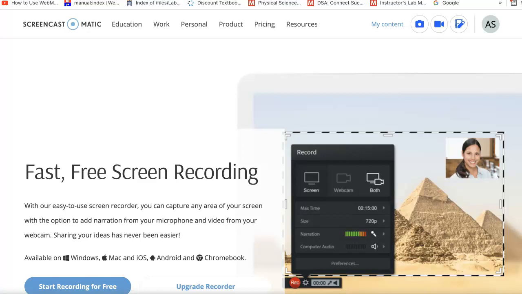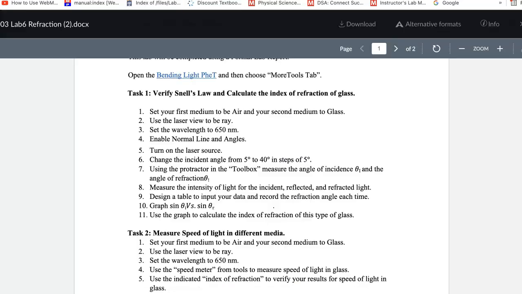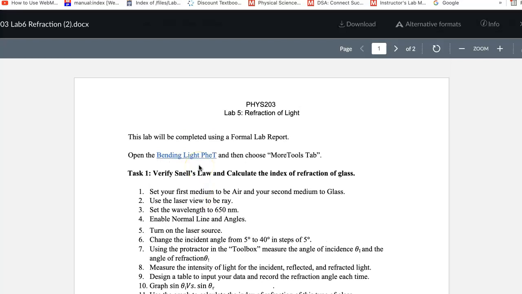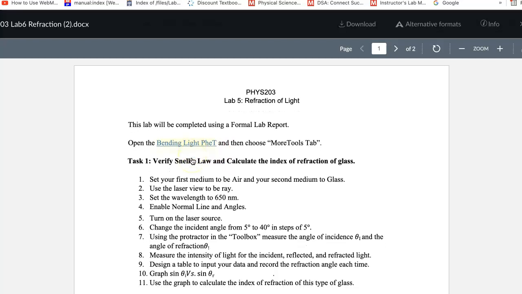I want to introduce the lab, which is going to be the refraction of light, or bending of light. Of course, when you go to the learning modules, you will be able to access the handout about refraction of light. You will open the PhET.